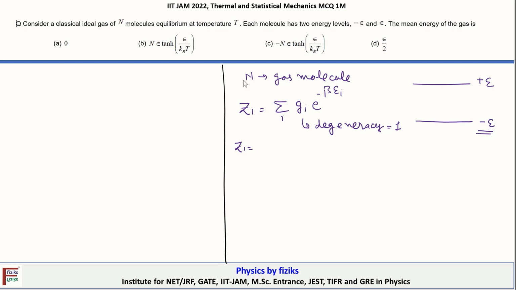So e1 is minus E, so that will be exponential, minus minus will become plus, exponential beta E, the energy of the first level, plus g2 exponential minus beta e2. So g2 is unity, exponential minus beta multiplied by the energy which is plus E, so exponential minus beta E. Okay, so this is the partition function for a single gas molecule.